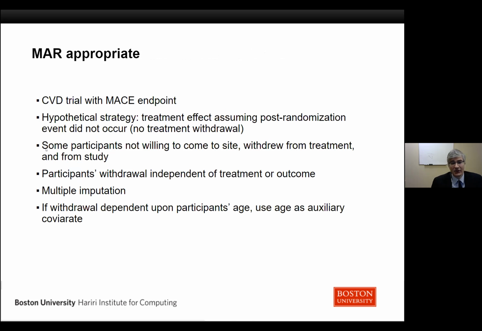If the missingness is because participants didn't come to the site, they're concerned about contracting COVID-19, so they discontinue the treatment and ultimately withdraw from the study. So in that case, the participant withdrawal is independent of the treatment or the outcome, so the assumption is fair, and we can use multiple imputation. If these motivating factors are related to age, or other factors, we can incorporate these factors into the multiple imputation model.